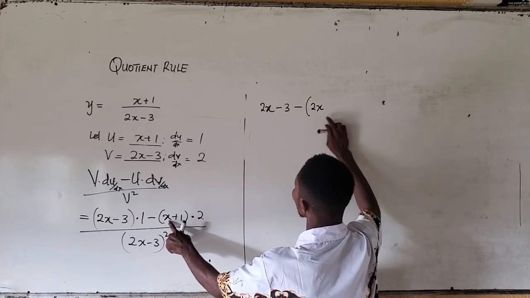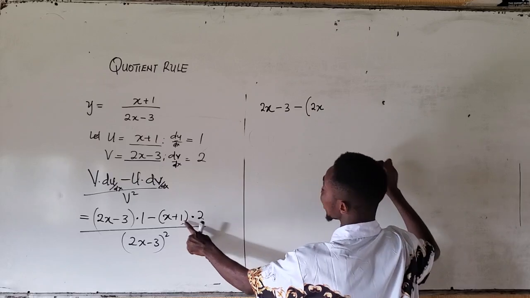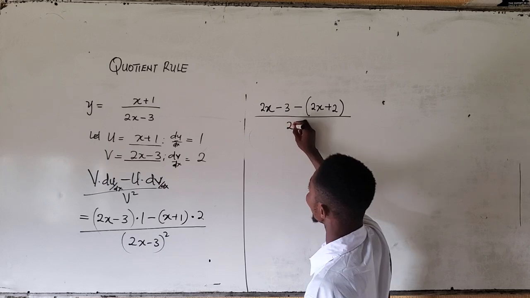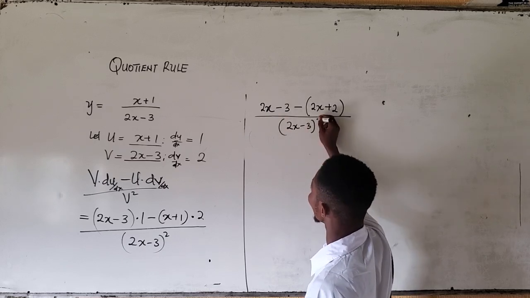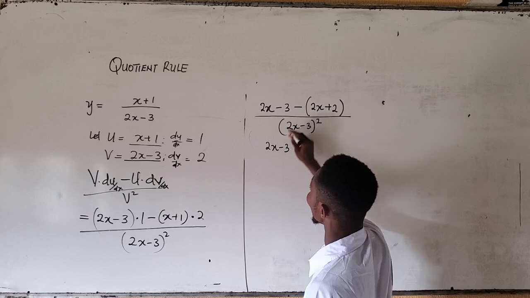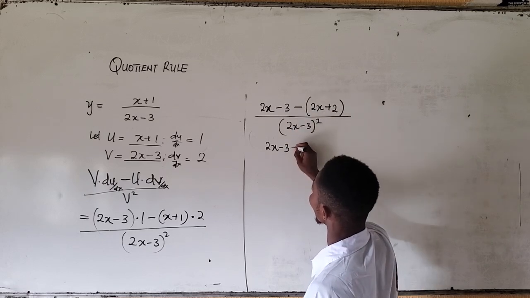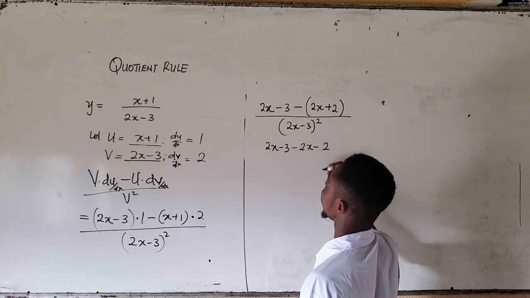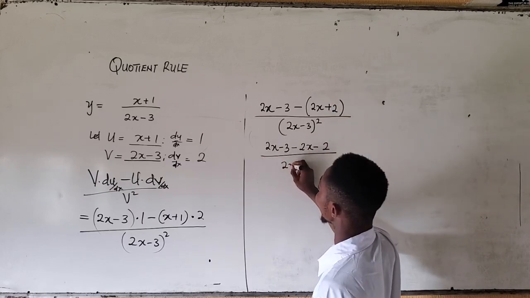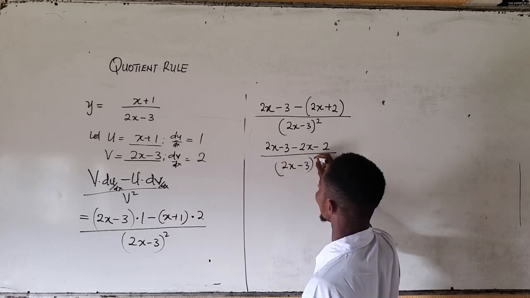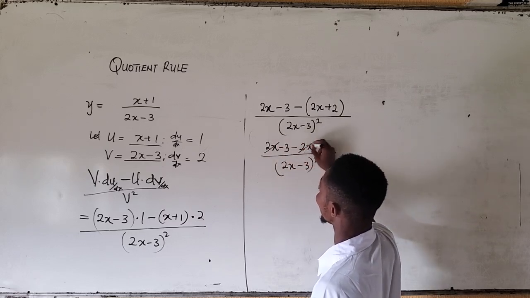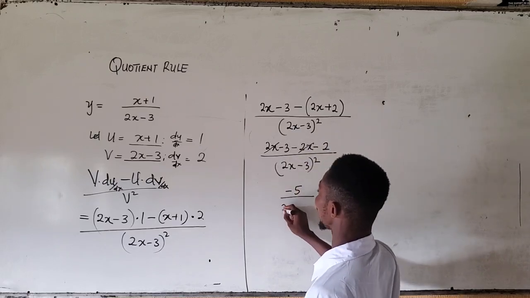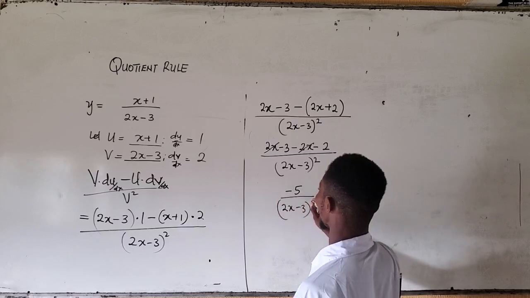So 2 times x, 2x, 2 times 1 will give us a 2, all over 2x minus 3 all squared. Now, the negative sign will have effect on this. Minus times 2x is minus 2x, minus times plus 2 is minus 2, all over 2x minus 3 all squared. So 2x minus 2x, that's 0. Minus 3 minus 2 is minus 5, all over 2x minus 3 all squared.